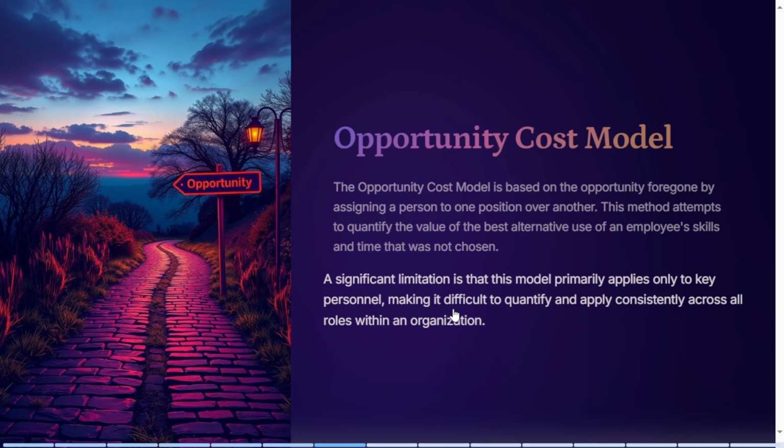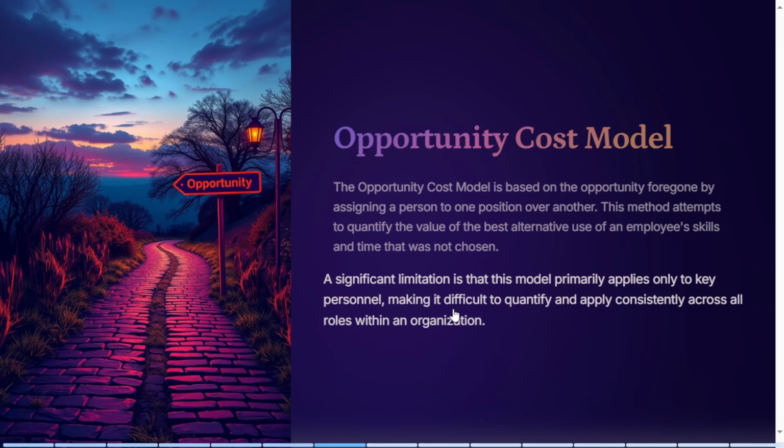Major limitations: limited applicability. This model primarily applies only to key personnel, senior managers, specialists, or employees with unique skills where alternative assignments are meaningful. For routine jobs, there may not be significant alternative uses. It is difficult to quantify opportunity cost for all employees. It requires detailed knowledge of alternative profit potentials. Hard to apply consistently across the organization.